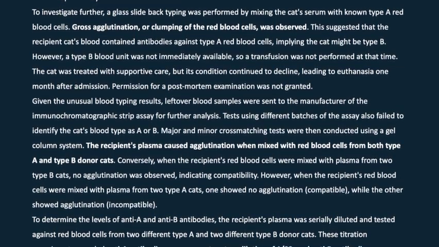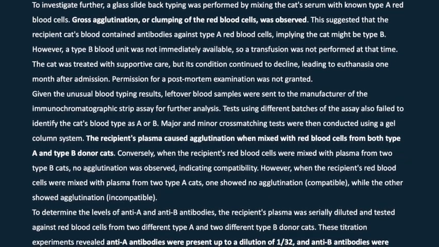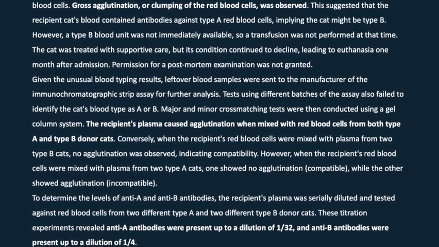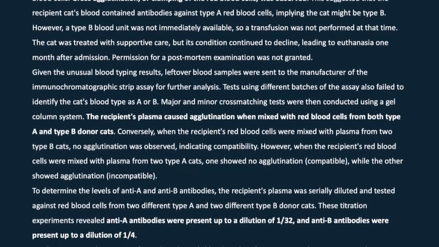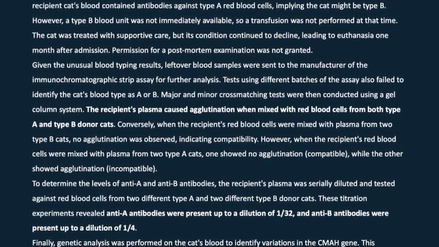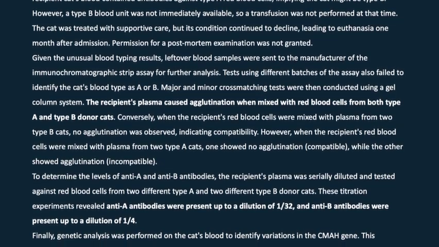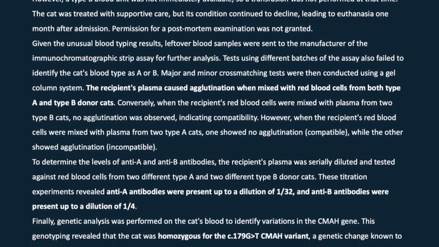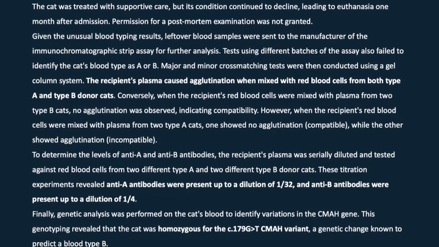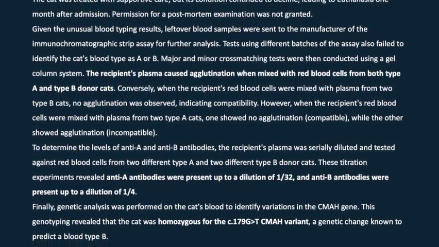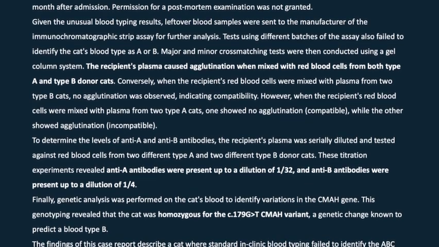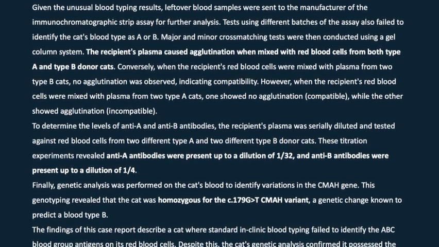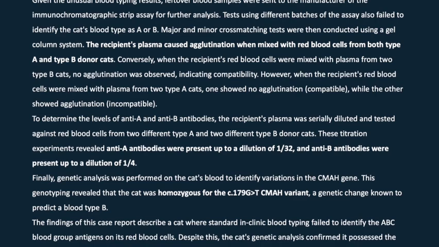Given the unusual blood typing results, leftover blood samples were sent to the manufacturer of the immunochromatographic strip assay for further analysis. Tests using different batches of the assay also failed to identify the cat's blood type as A or B. Major and minor cross-matching tests were then conducted using a gel column system. The recipient's plasma caused agglutination when mixed with red blood cells from both type A and type B donor cats. Conversely, when the recipient's red blood cells were mixed with plasma from 2 type B cats, no agglutination was observed, indicating compatibility. However, when the recipient's red blood cells were mixed with plasma from 2 type A cats, one showed no agglutination (compatible), while the other showed agglutination (incompatible).